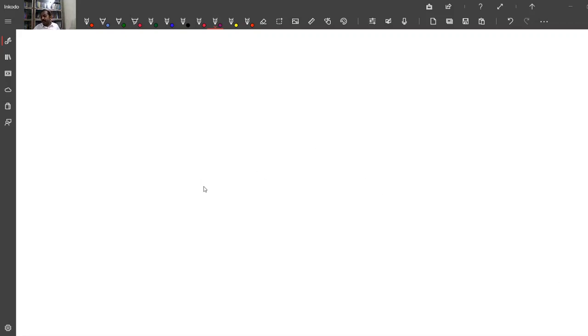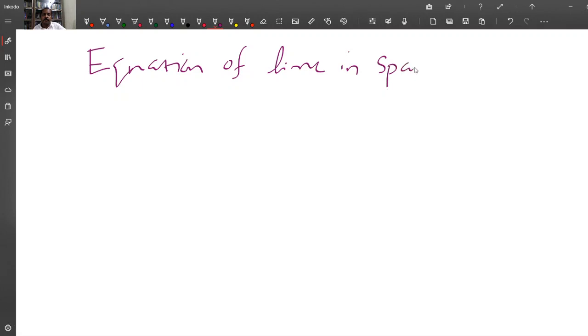So we study the continuous study on equation of line in space. So you have the vector equation. Our section is equation of line in space. We are going to study the continuous study on equation of line in space. So you have the vector equation of the line.